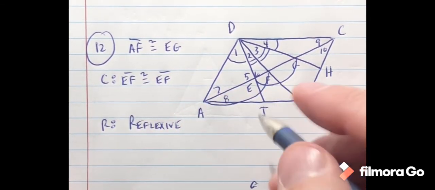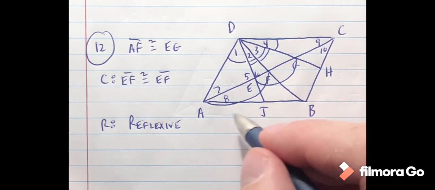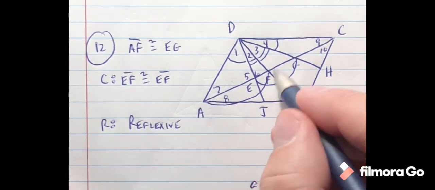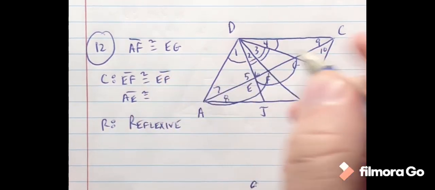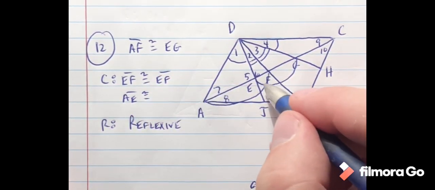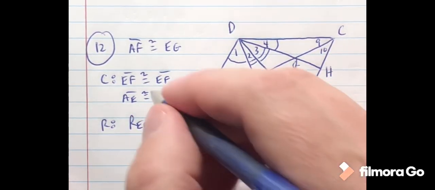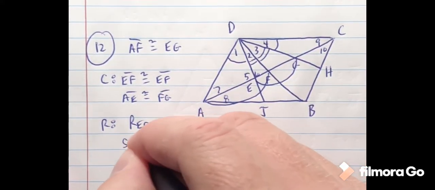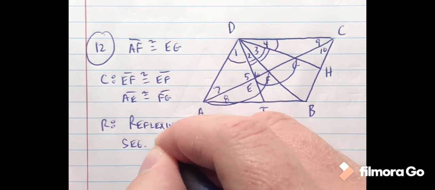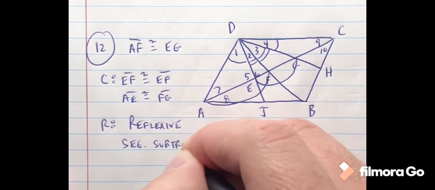Remember, when we have overlap, that means that we're going to subtract. So if I subtract EF from AF, I get AE, which is congruent to, and I'm going to subtract EF from EG. That's going to leave me with FG, and that's going to be the segment subtraction postulate.